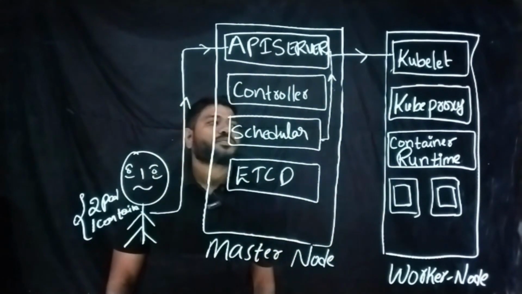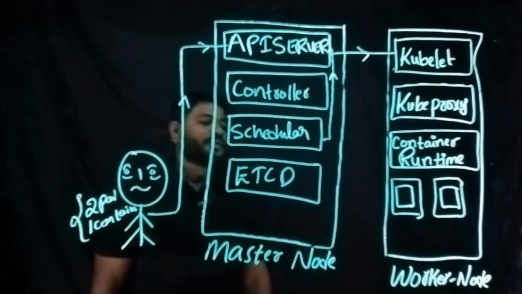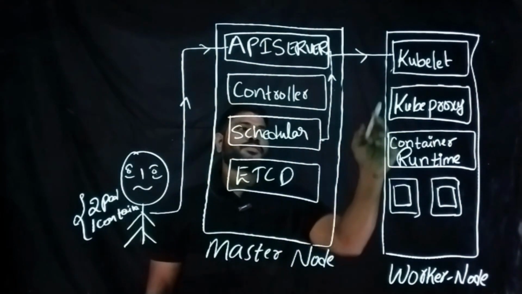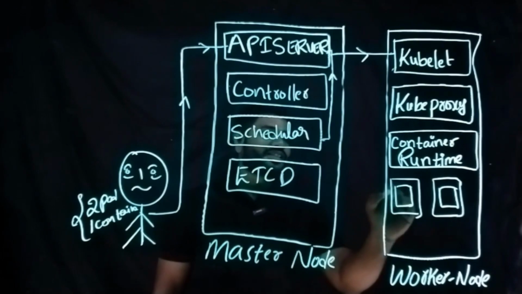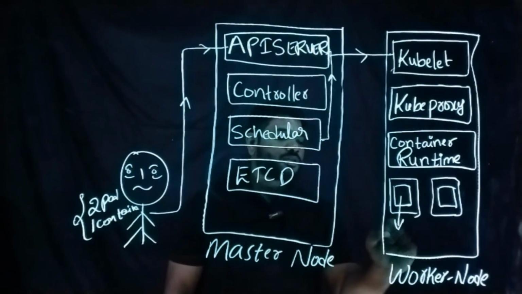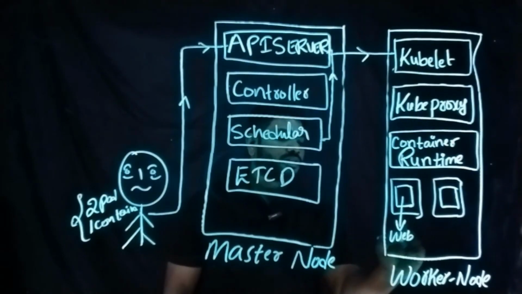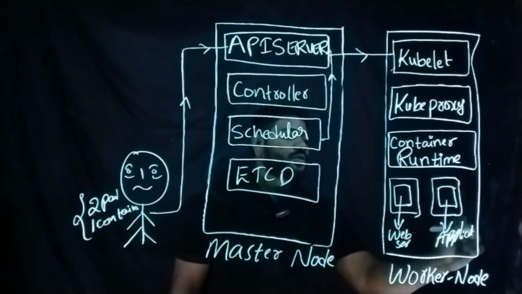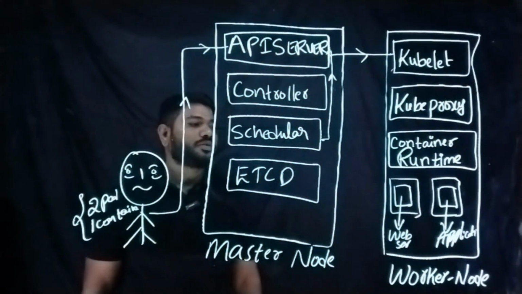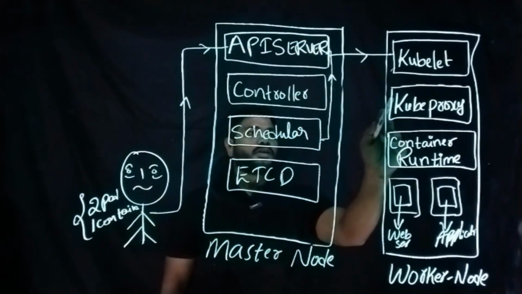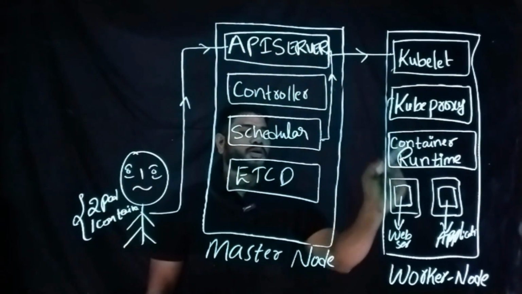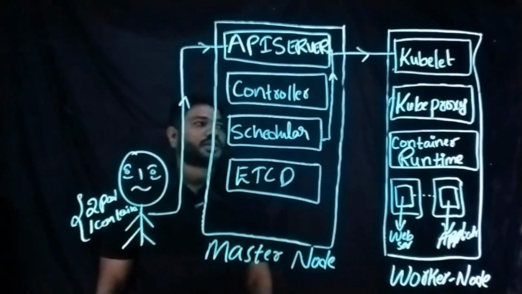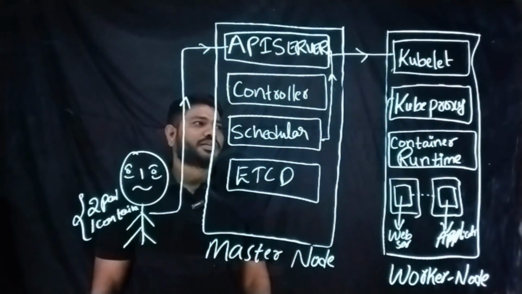And what about the kube-proxy? The usage of kube-proxy is to make communication between the two pods, so that is why kube-proxy comes into the picture. Let's say this is a web server, and this is an application server, and I would like to make communication between those two pods. I can use kube-proxy to make a communication between those two pods. So that is where kube-proxy can be used, and kube-proxy can be used in other scenarios also.